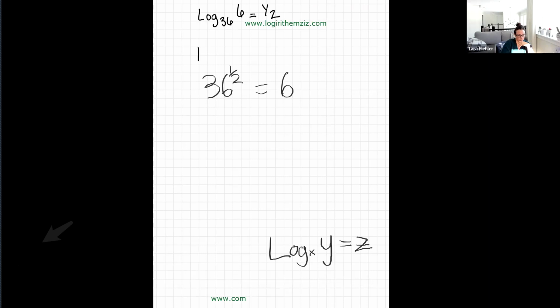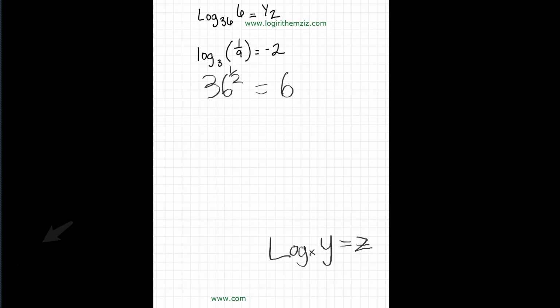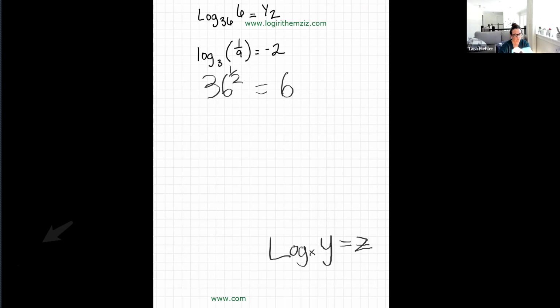Okay. All right, let's try another log. So we're just practicing going from logarithmic to exponential. Log base 3 of a ninth equals -2. How do you write that in exponential form? Levi, you want to try that one? Sure. Emma, can you erase your 36 one? Yeah. Awesome.